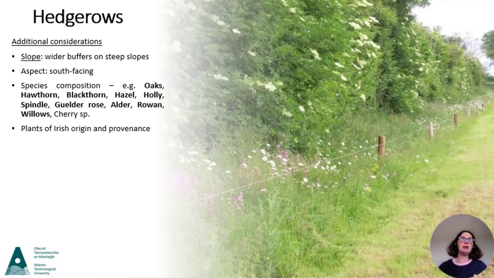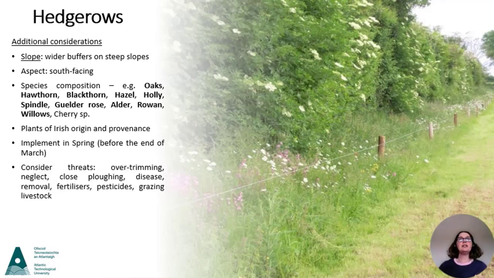Again, plants are to be of Irish origin and provenance, similar to our riparian buffer zones. All of these plants, particularly if they're new, should be going in early spring, so before the end of March. And again, to consider some of the threats that might occur.